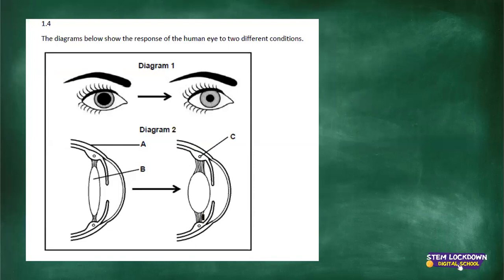The diagrams below show the response of the human eye to two different conditions. So diagram A, look at these areas here. It's darker, it's larger, it has increased. Then here, it has decreased. Diagram two, let's note the differences. It is more stretched out over here and it's bigger. But this side here, it is constricted and it's smaller.